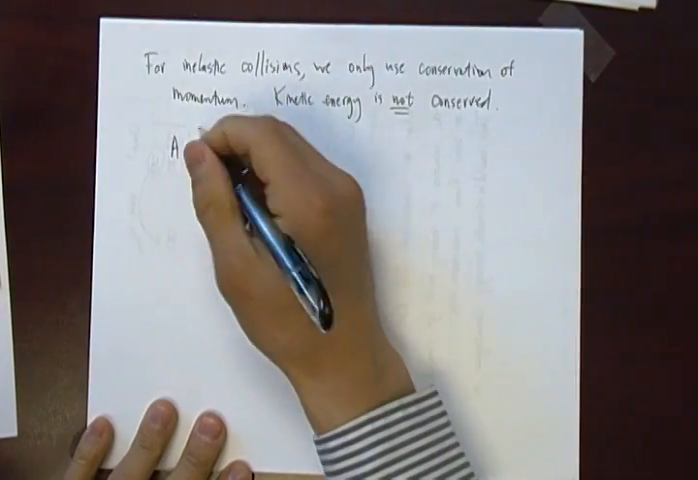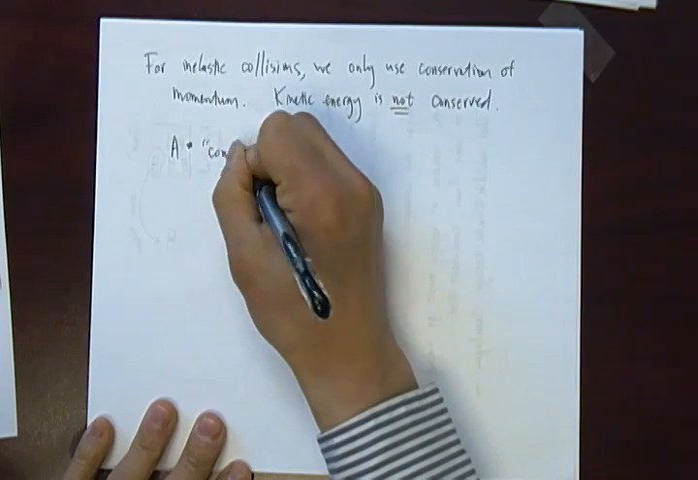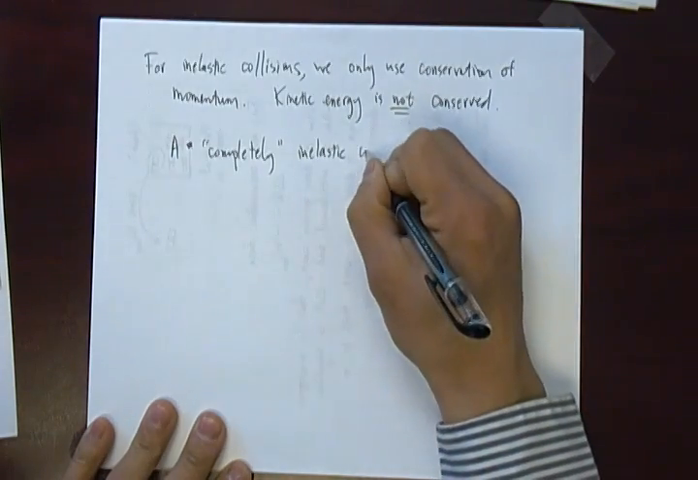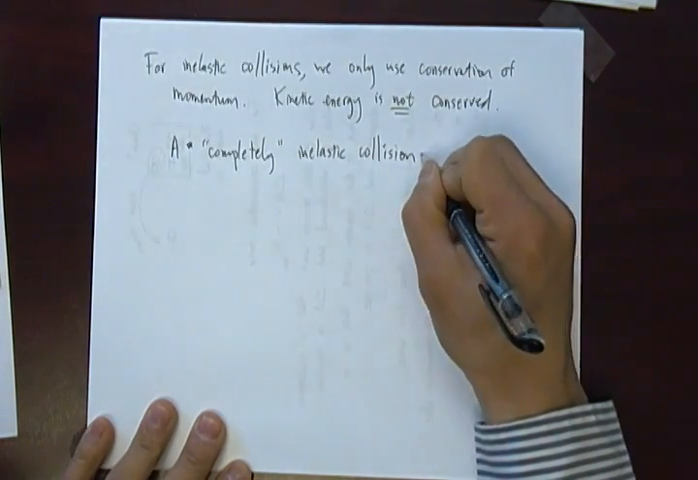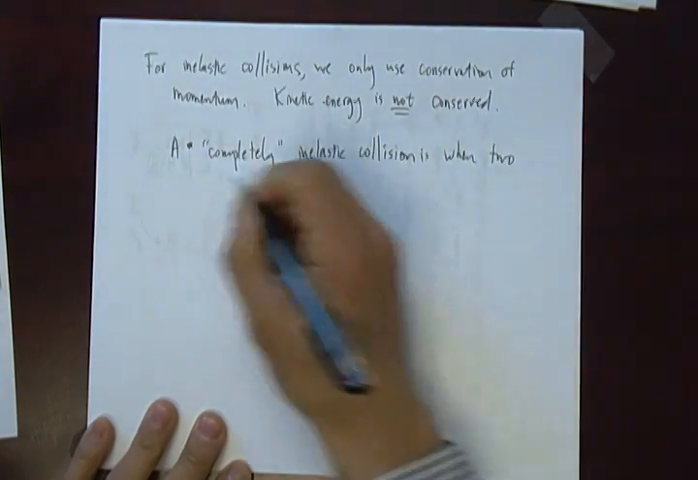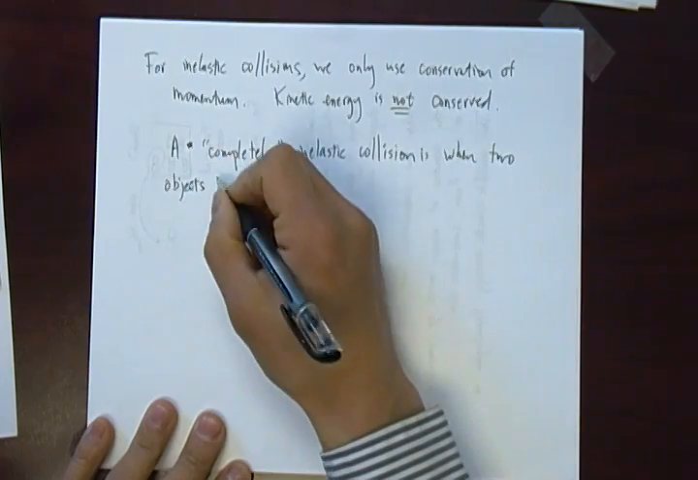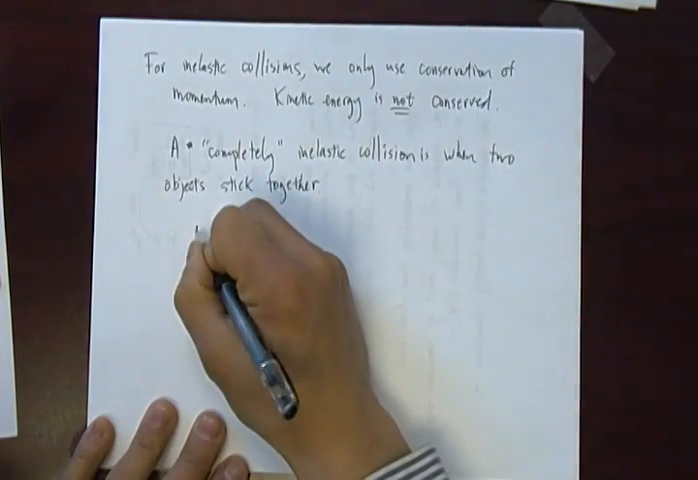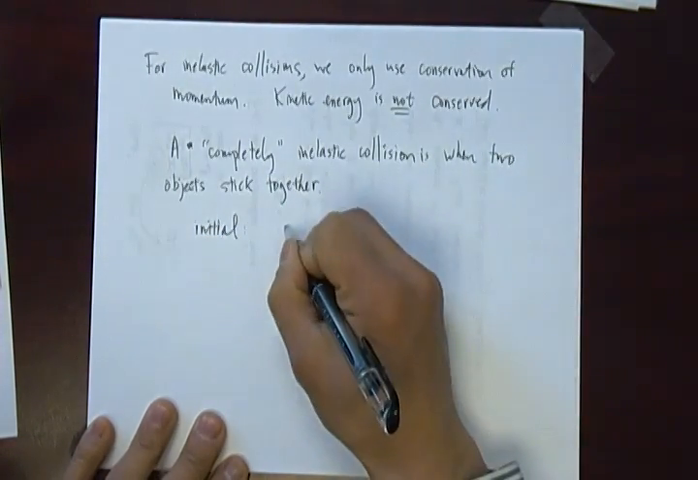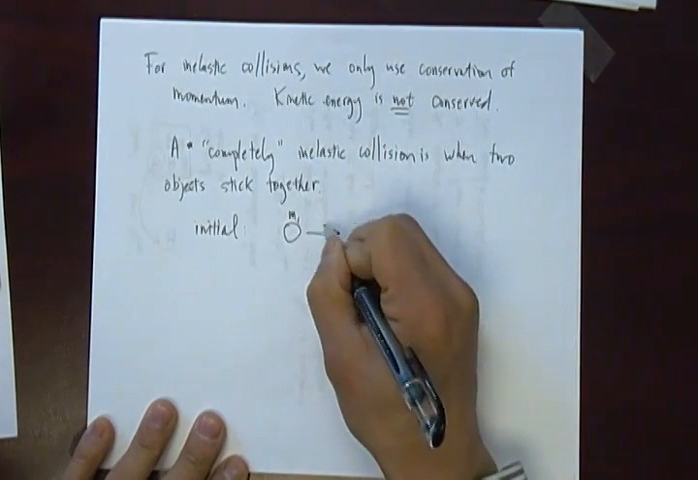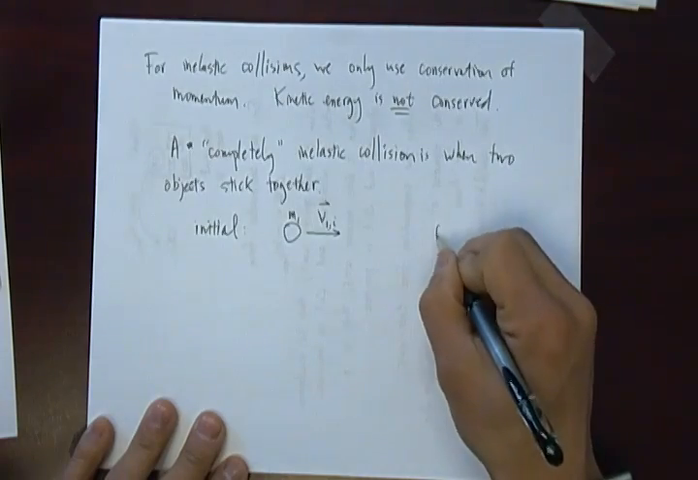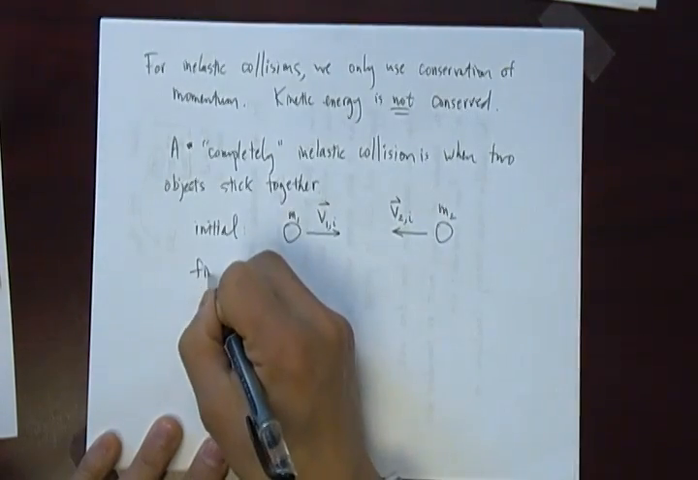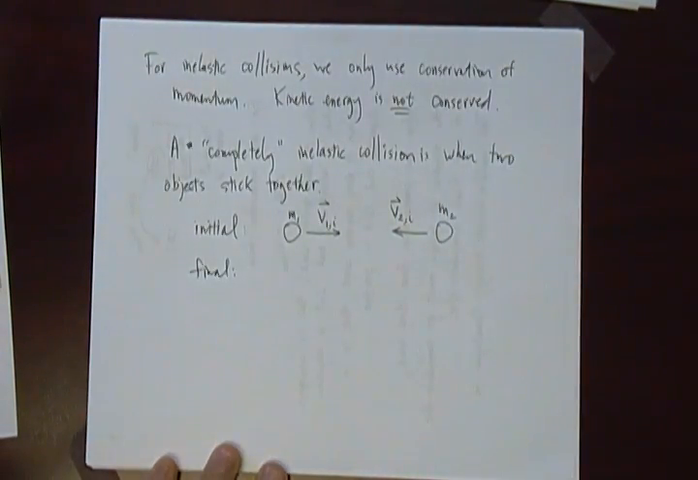So an example is what I'll call perfect, or actually the better term is completely inelastic collision, is when two objects stick together. Okay, so we have initial, we have some object M1, V1I, and then we have M2, V2I, and if this looks familiar, this was the problem we started off with today.